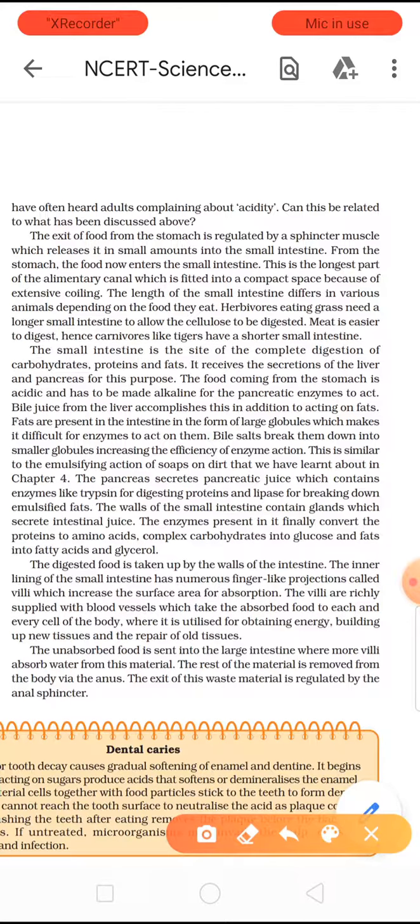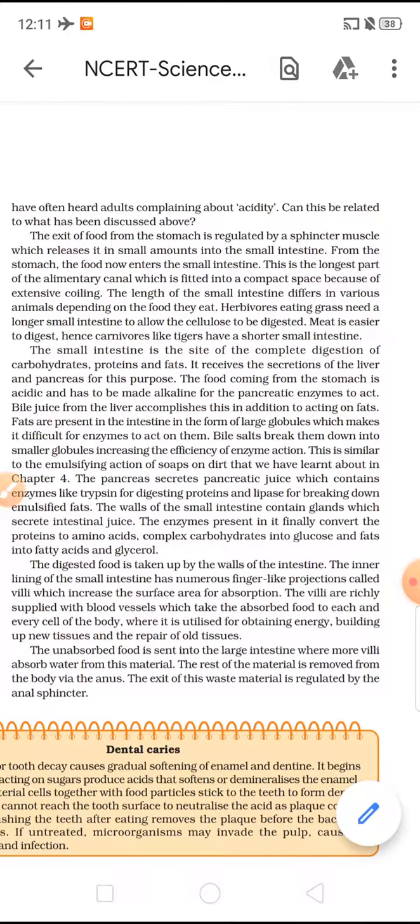Okay, HCl will help in making the medium acidic. It will activate pepsin, and then mucus will be there, and the mucus will protect the inner wall of the stomach. Now the food enters into the small intestine, but before entering, what will be there? I told you, a sphincter will be there, a gate will be there. A gate, or you can say a checkpoint, is there. So the stomach is regulated by sphincter muscles which release food in small amounts into the small intestine.